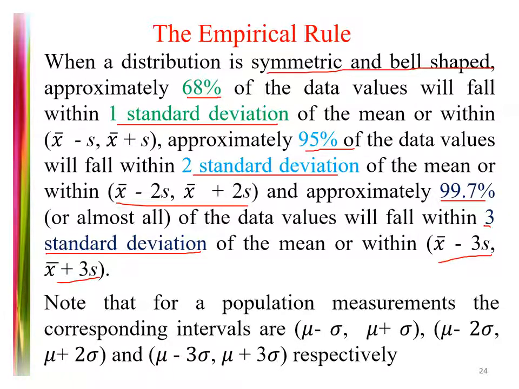This is based on a sample, and we can also consider the population case. There, one standard deviation limit is mu plus or minus sigma, and two and three standard deviations are mu plus or minus 2 times sigma and mu plus or minus 3 times sigma, respectively. This is very popular, but there is an important condition: your distribution must be symmetric or bell-shaped, otherwise we cannot use the empirical rule. That is important.